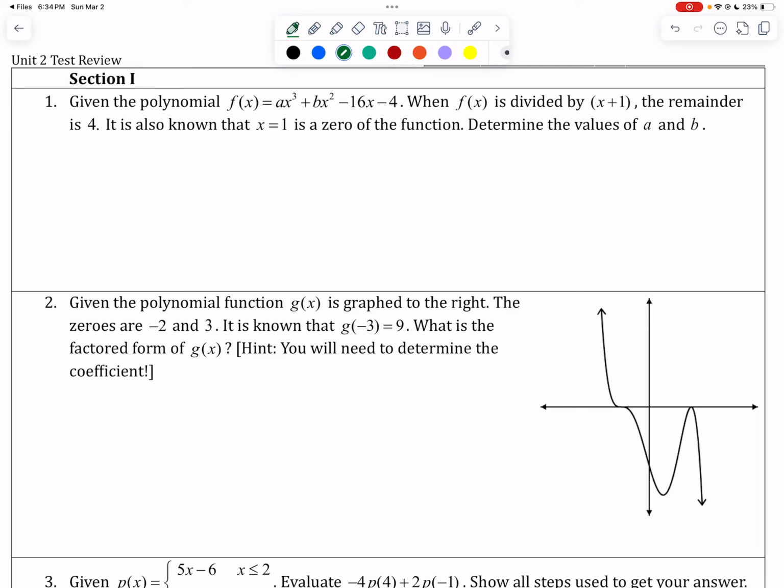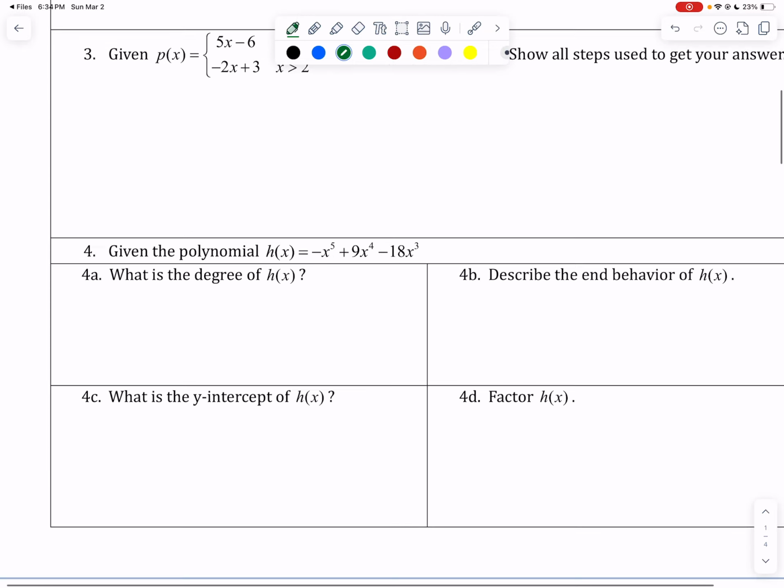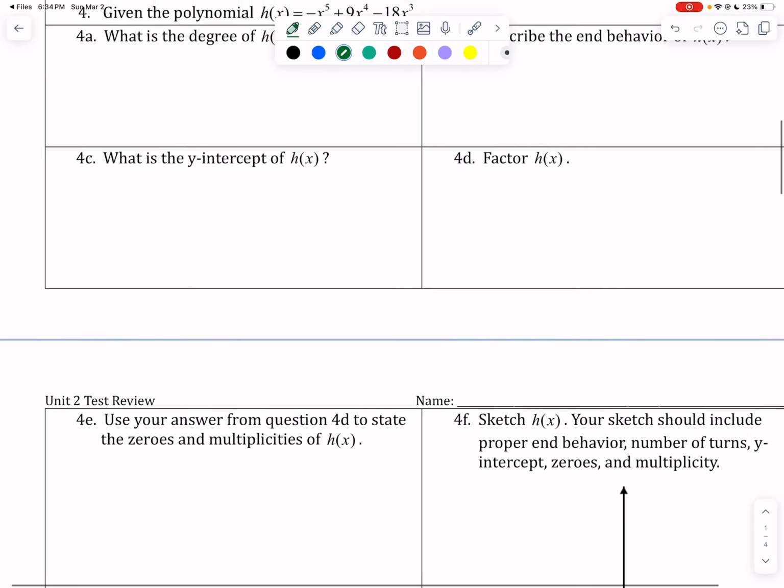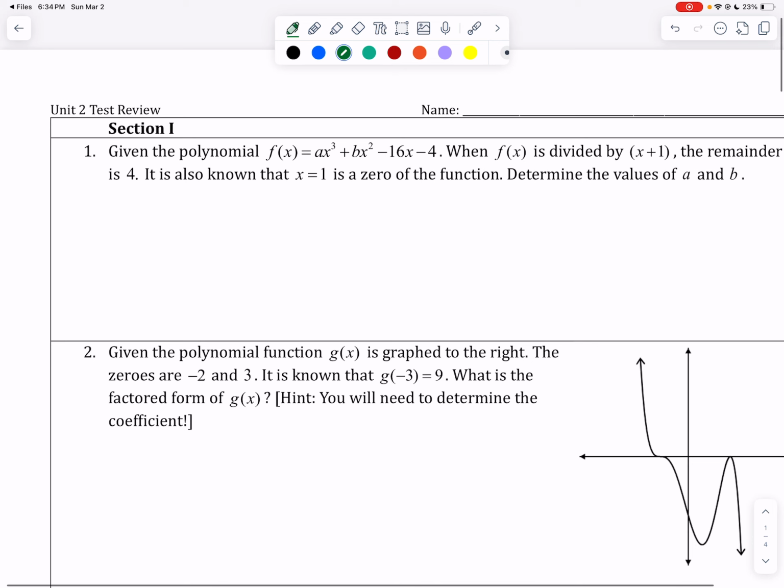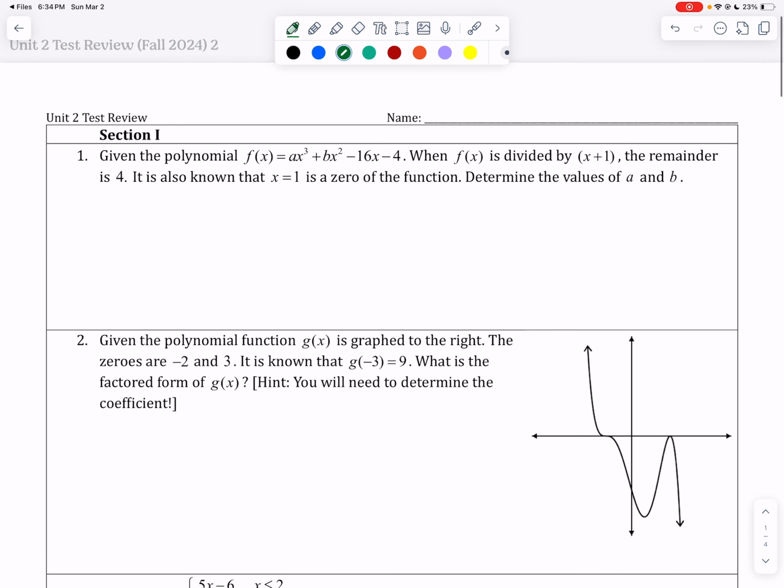All right. I'm only going to go over section 1, which is going to be the FRQ part. And remember, if you know how to do this section right here for the test review, then you know how to do the test essentially. Remember, all we're doing here is changing some numbers and calling it a day.